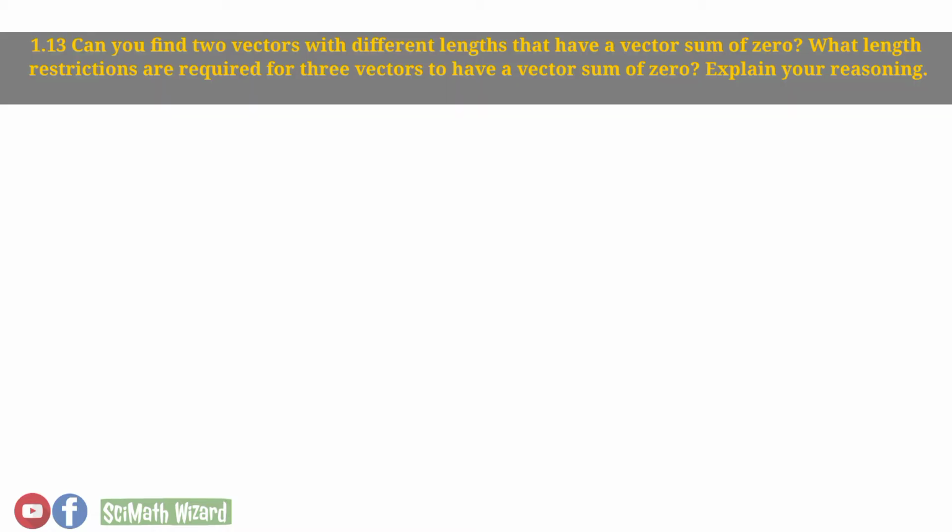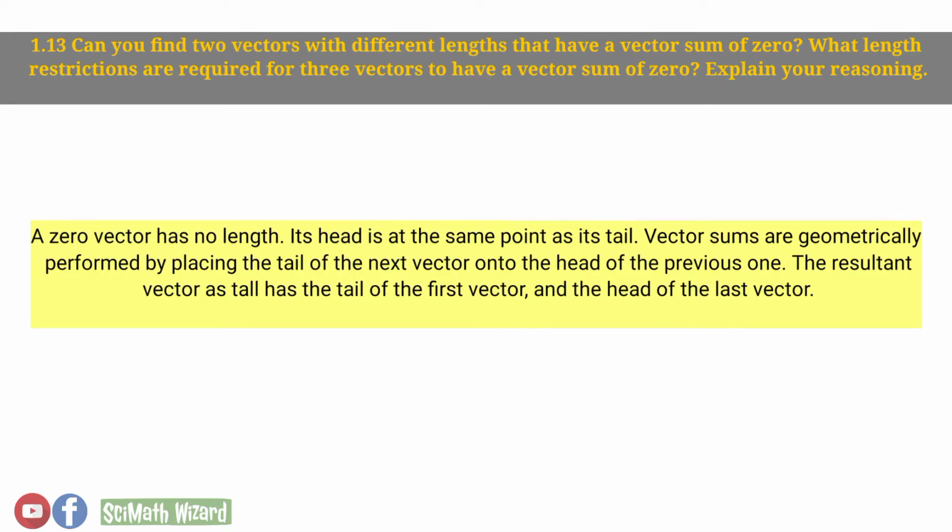Question 1.13: Can you find two vectors with different lengths that have a vector sum of 0? What length restrictions are required for 3 vectors to have a vector sum of 0? Explain your reasoning. A 0 vector has no length. Its head is at the same point as its tail.